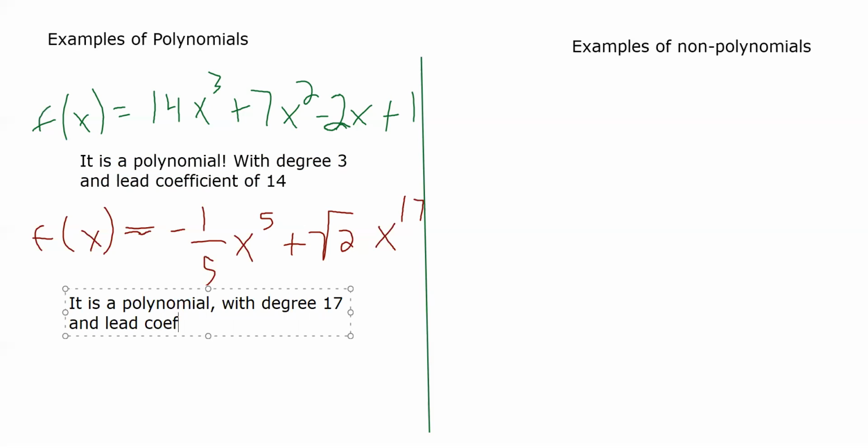And then the lead coefficient is going to be actually the square root of 2. It's not the first one you see, but it's the one that's attached to the highest powered term. So lead coefficient is square root 2.